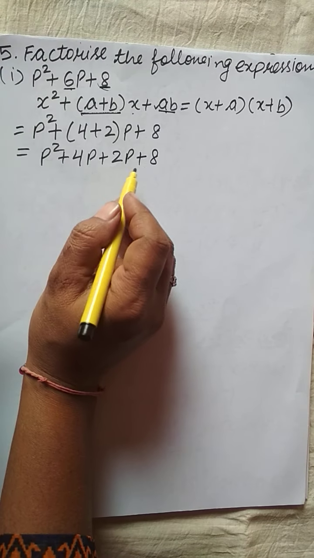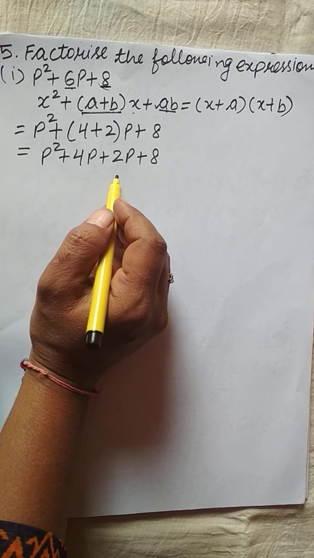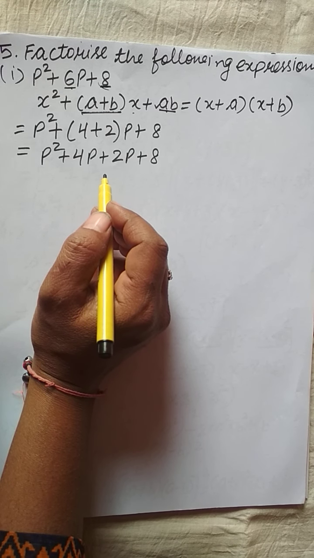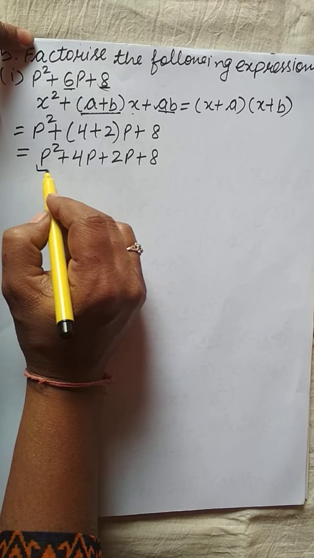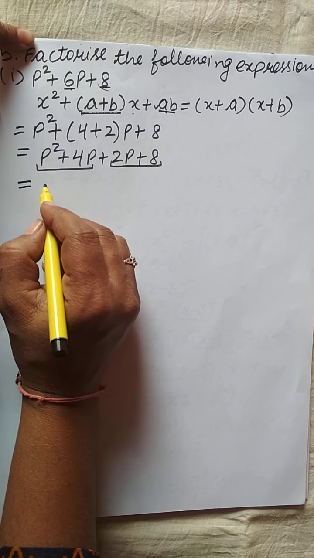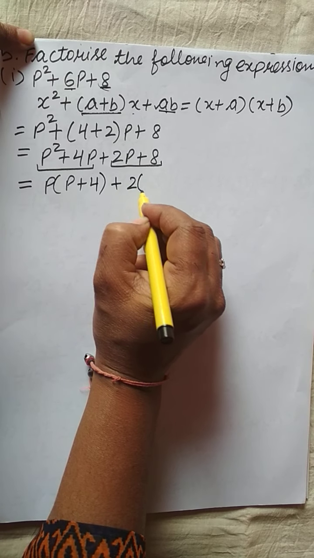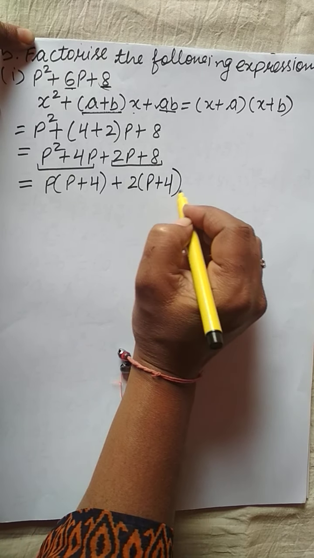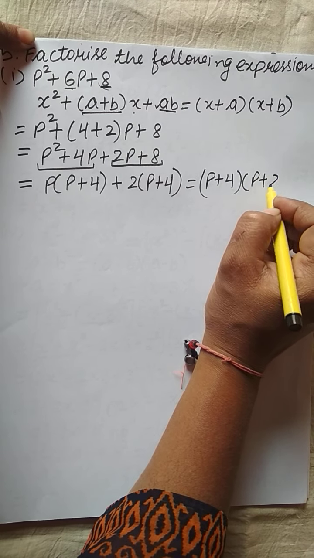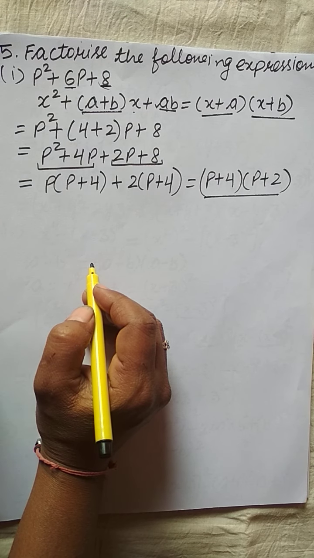Now this question is converted into the kind of binomial into binomial, as we have done in the previous exercise, the product of binomial into binomial. Now we will make the groups as we have done in the previous questions. This is p into p plus 4 plus 2 into p plus 4. Further it can be written as p plus 4 into p plus 2, which is the kind of x plus a into x plus b.